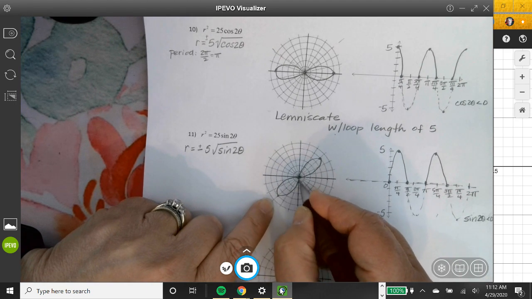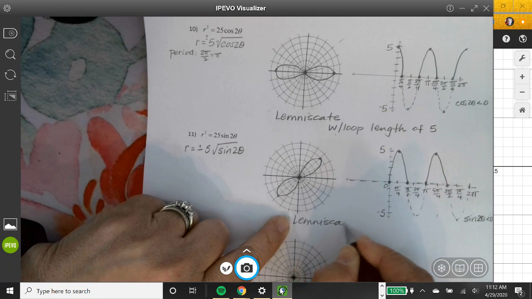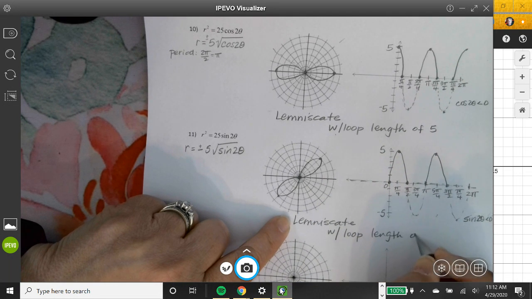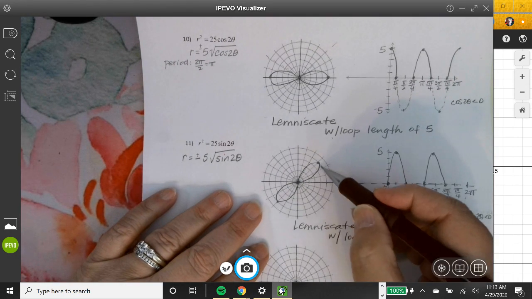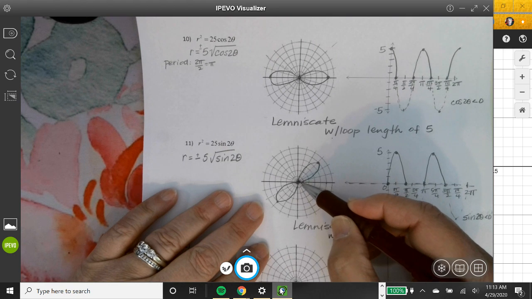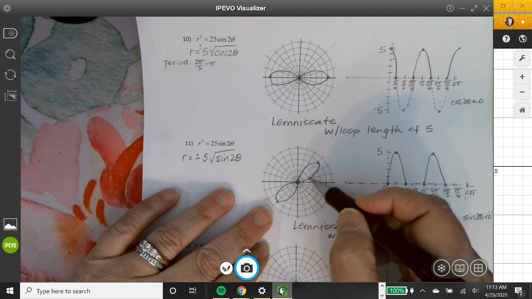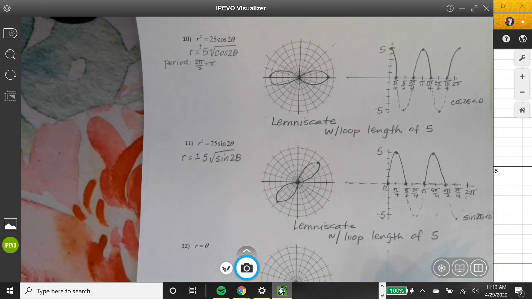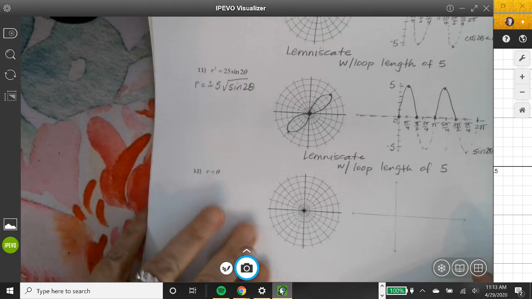And then back to the pole again. So this is a lemniscate again with loop length of 5. Now what happened was I went out here like this, and then I bounced on the pole again, but I went outward this way. So this is another bounce, right? So we go all the way out here, but then we're going to bounce at the pole and then come back and do this. Okay, and that's a lemniscate there of loop length 5. And we're gonna graph those in just a minute on the Desmos before we sign out.